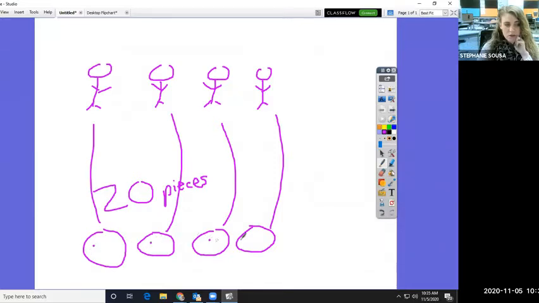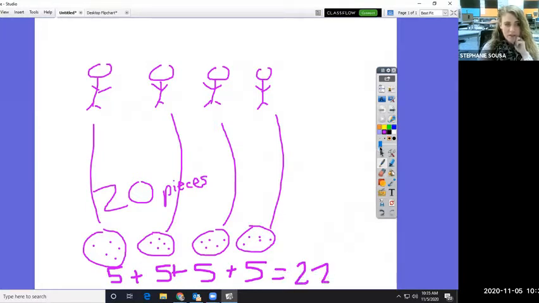1, 2, 3, 4, 5, 6, 7, 8, 9, 10, 11, 12, 13, 14, 15, 16, 17, 18, 19, 20. So I have 5 pieces of candy in each bag. So I have 4 groups of 5. So we can see that that is 5 plus 5 plus 5 plus 5.